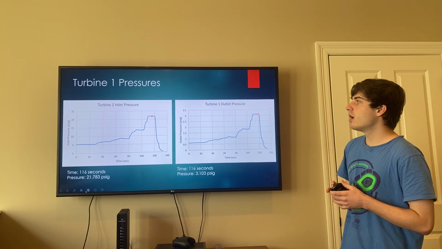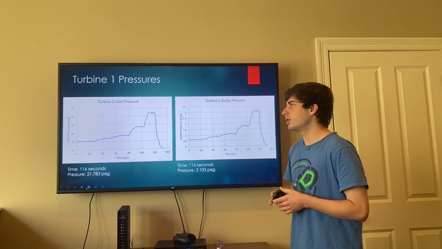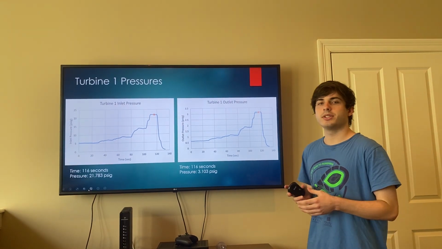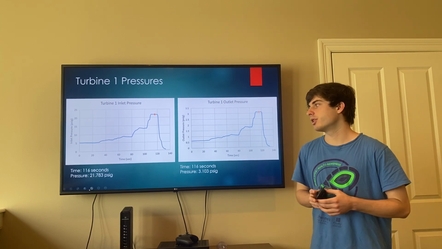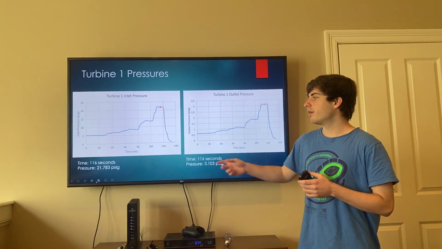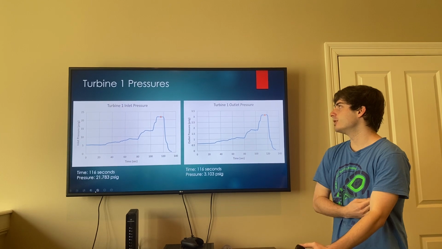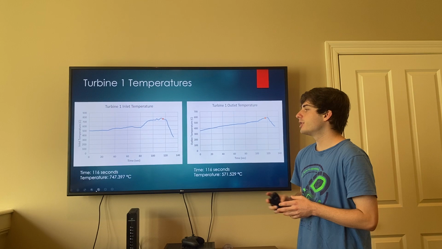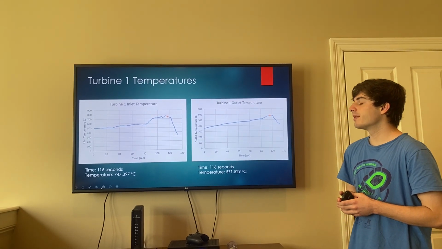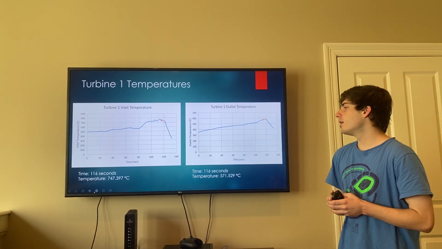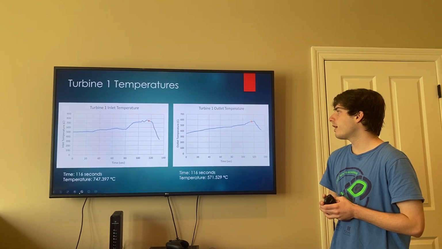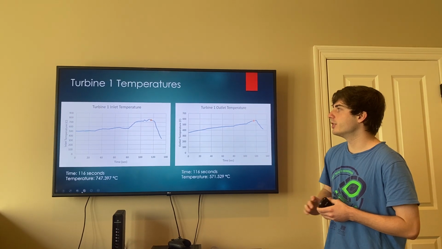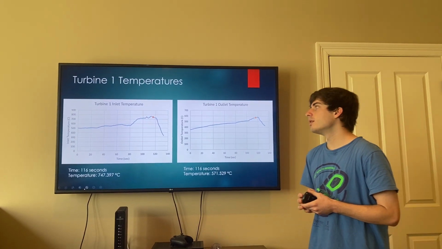So for turbine 1, both our pressure and temperature will decrease from the inlet to the outlet. This is because pressure and temperature are being sacrificed in the turbine. So we start off with a value of 21.78 psig and end with a value of 3.1 psig. With our temperatures, we start with a value of 747.3 degrees Celsius and end at 571.5 degrees Celsius. And we can still see this increase in temperature over time. However, there is a decrease between the inlet and the outlet.